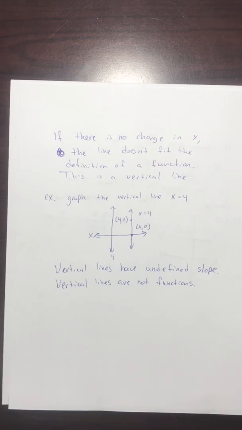So vertical lines are not functions, and that makes vertical lines very easy to graph, but they're not functions, so we don't call them f of x equals whatever. Remember, y and f of x are the same thing. So if you said f of x equals 4, you're saying y equals 4, that would be a horizontal line.